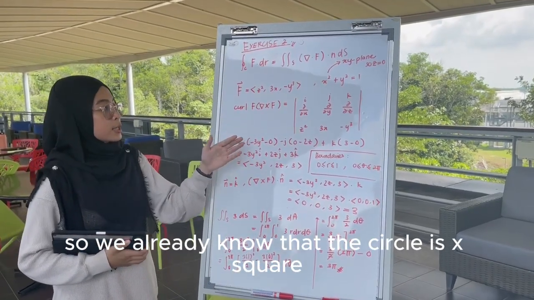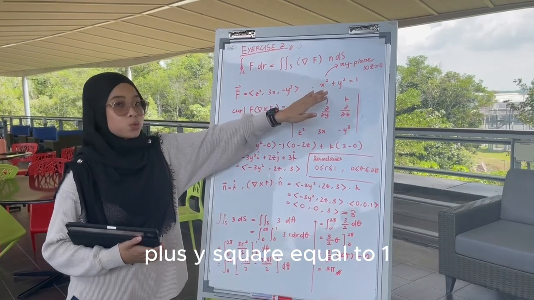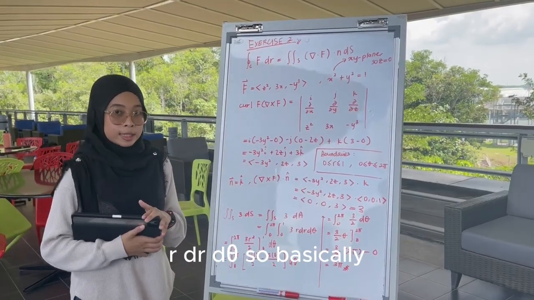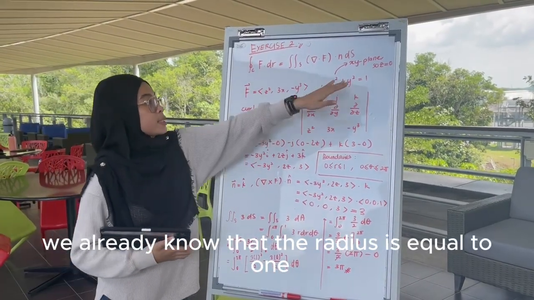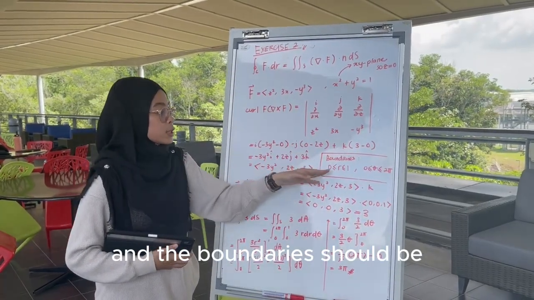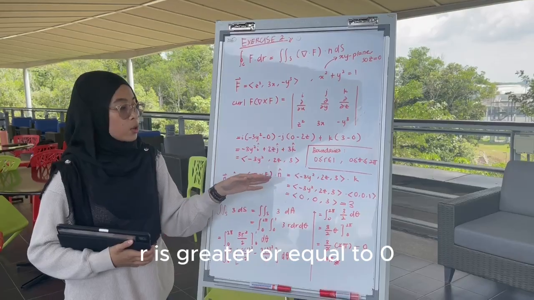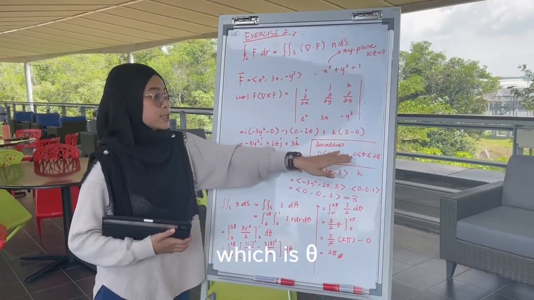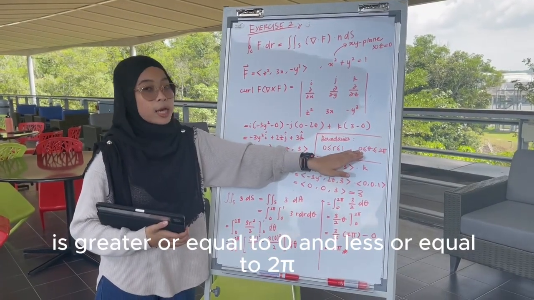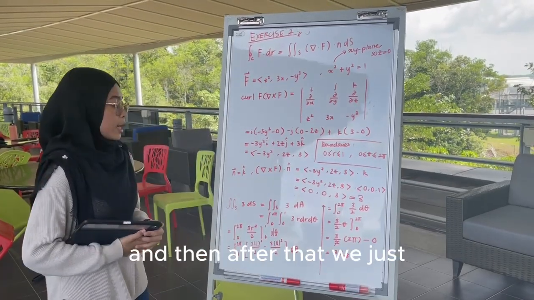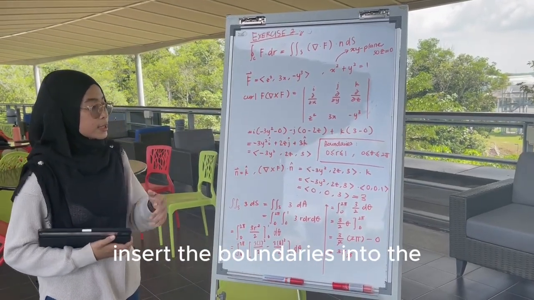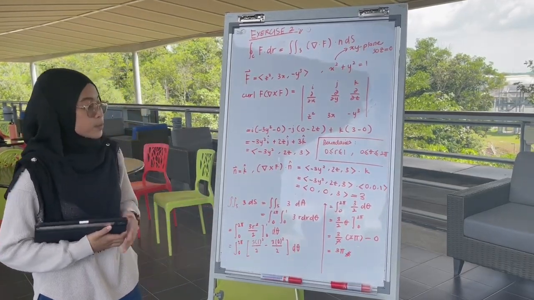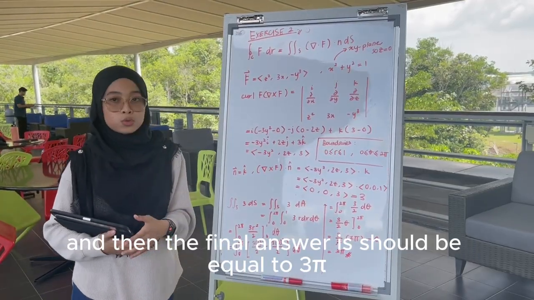We already know that the circle is x squared plus y squared equal to 1, and for the boundaries we need to change from dA to r dr d theta. We know the radius is equal to 1, so the boundaries are r greater than or equal to 0 and less than or equal to 1, and theta is greater than or equal to 0 and less than or equal to 2π. Then we insert the boundaries into the integration, and the final answer is equal to 3π.